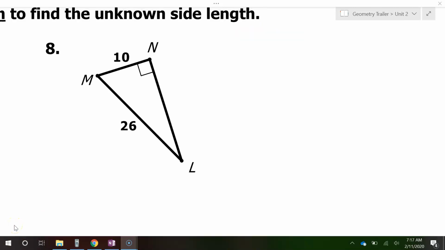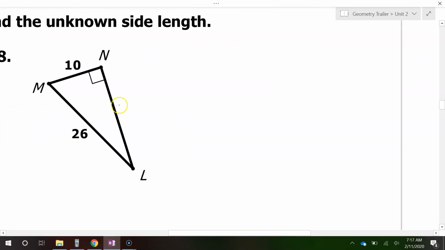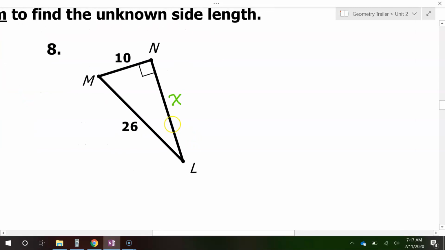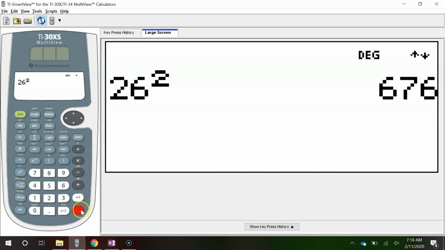So if I want to find this missing side right here, Pythagorean theorem. So remember that the hypotenuse has to be by itself. So this will be 10 squared plus x squared is equal to 26 squared. So this is going to be 100 plus x squared is equal to 676.